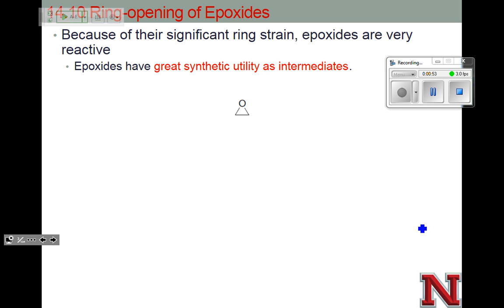Typically, even though epoxides are found in nature, they're not usually what we're trying to get in our final product. We're usually using our epoxides as an intermediate compound to get to another functional group because of their reactivity and their use in synthesis. So that's really typically why we use them. It's not usually for a final product.